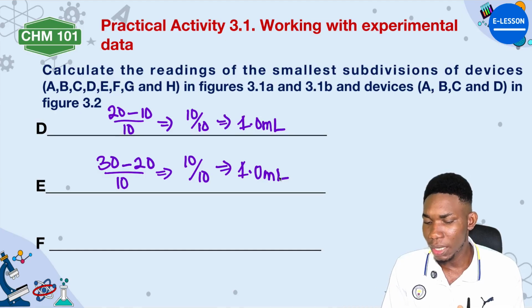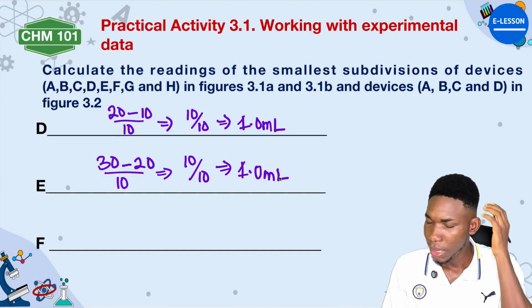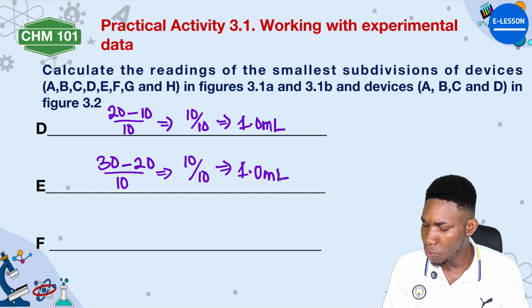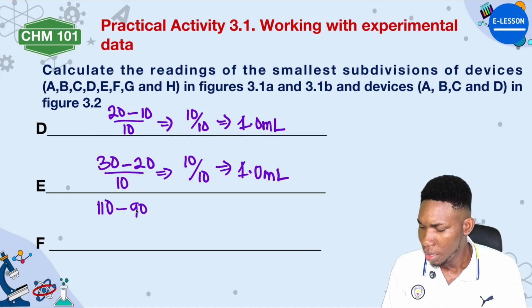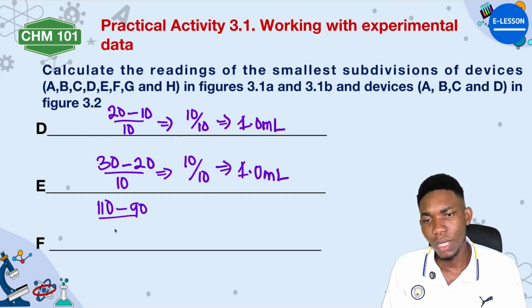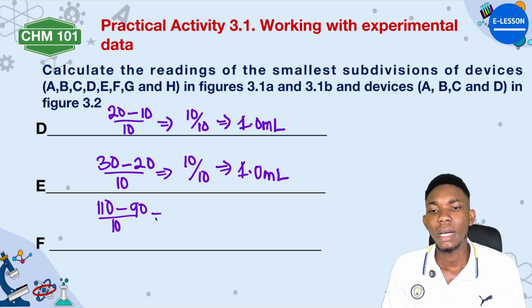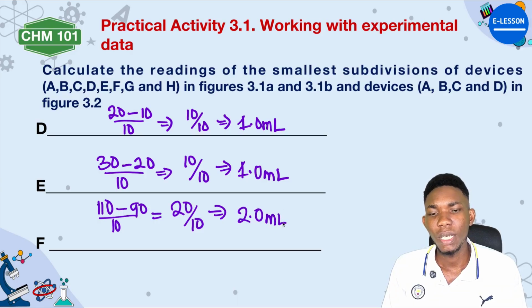The next one is F. For F, we have 70, 90, 90, 110. So let us use 110 and 90. It's going to be 110 minus 90. In between each of them is also 10 units, so you divide by 10. 110 minus 90 gives us 20, divided by 10. Is that okay? 20 divided by 10 gives us 2.0 milliliter.